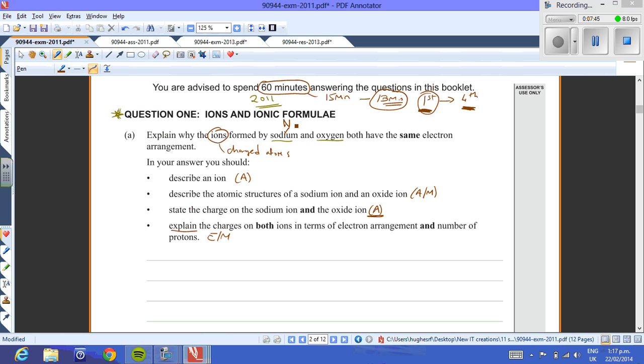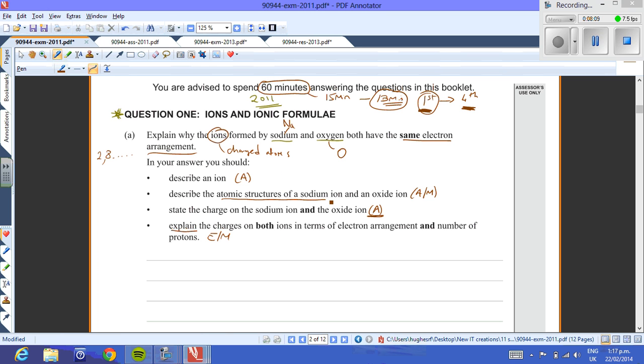Sodium has the symbol Na. Oxygen has the symbol O. They both have the same electron arrangement. Now, electron arrangement is where you write 2, 8, and so on. So that's the electron arrangement. You're going to have to write that at some stage as well to support your answer here. In your answer, you should describe an ion. Okay, so an ion is a charged atom. I've just already written that.